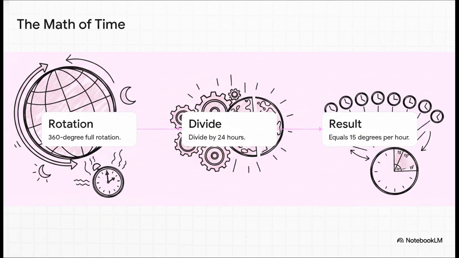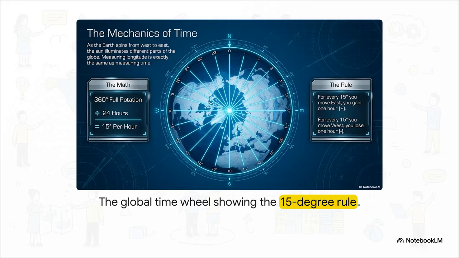The Earth is a sphere, which means a full rotation is 360 degrees, and as we know, it takes the Earth 24 hours to complete that rotation. So if you just divide 360 degrees by 24 hours, you get exactly 15 degrees per hour. As our planet spins from west to east, the sun illuminates different parts of the globe in chunks of 15 degrees at a time. And this gives us our golden rule of geographical time travel.